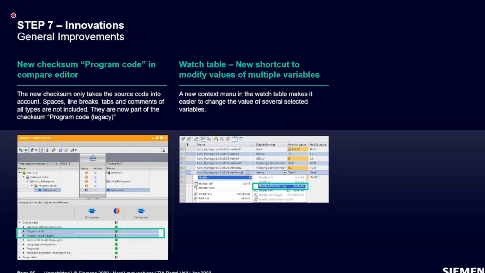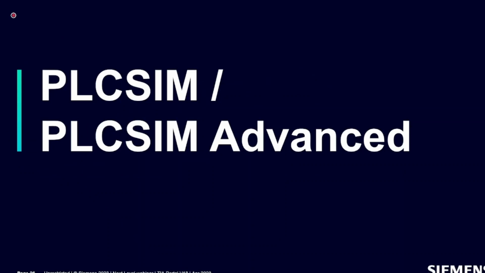Finally, modify. A new shortcut has been introduced in the watch table, which allows us to modify the selected tag only. Shift+F5 is a new innovation. If you have version 18, some of you might already have experienced this. So these are the key innovations in STEP 7.